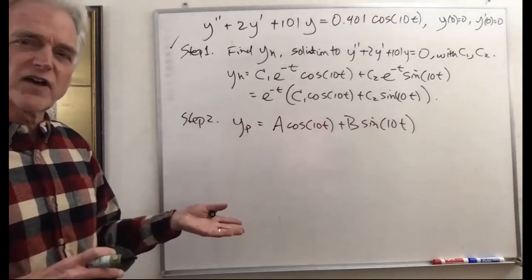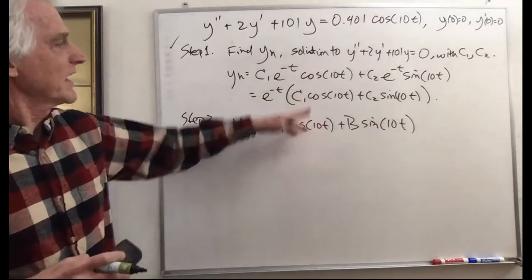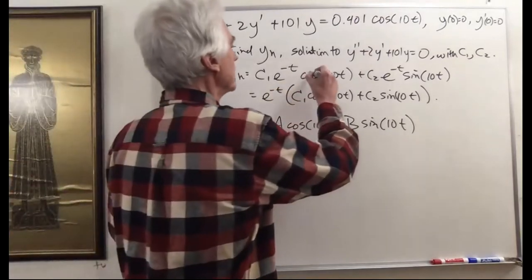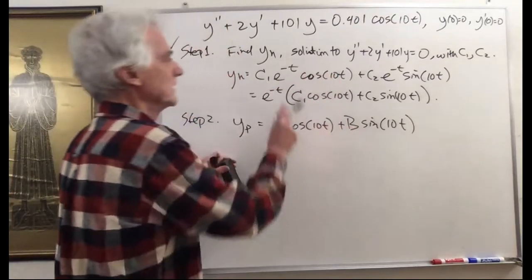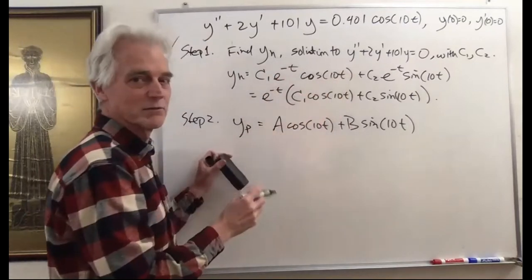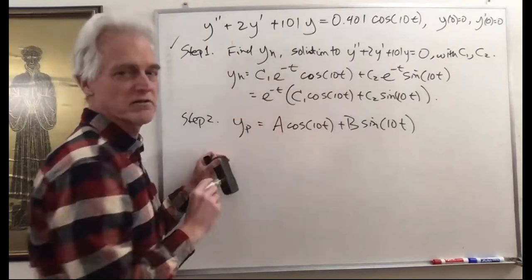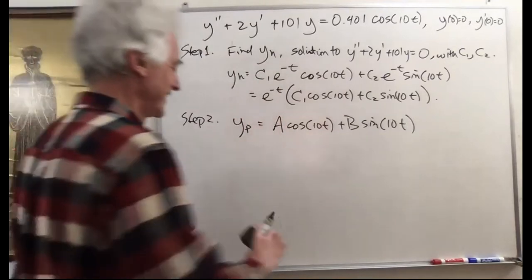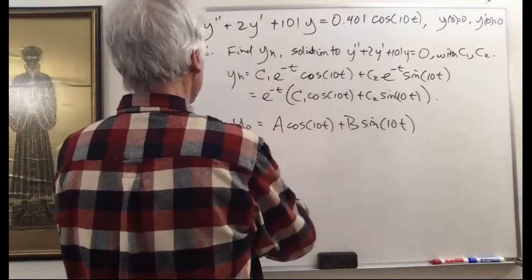And do I have to modify this? Well, you might think I do because there's a cos 10t here and a cos 10t here, right? But e to the minus t times cos 10t is not the same as cos 10t, right? So I don't actually have to modify this. Cool, which is nice. So let's do the derivatives.